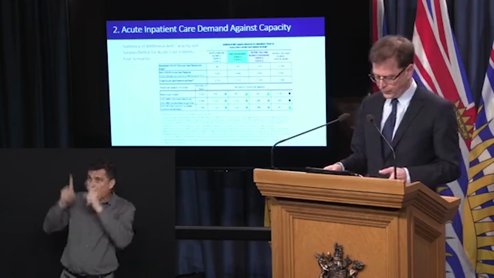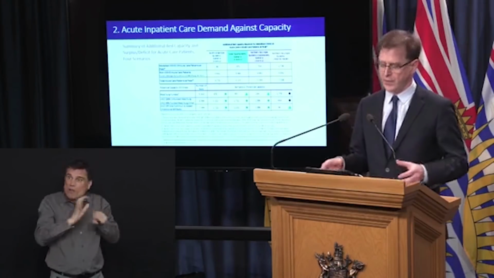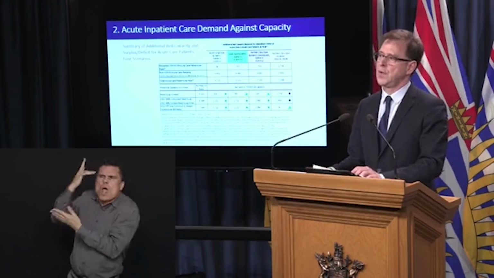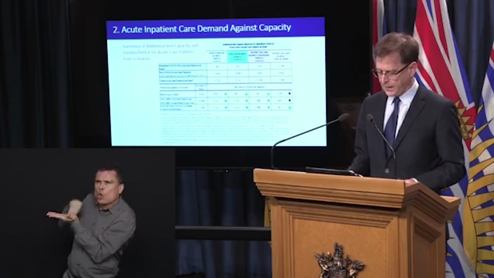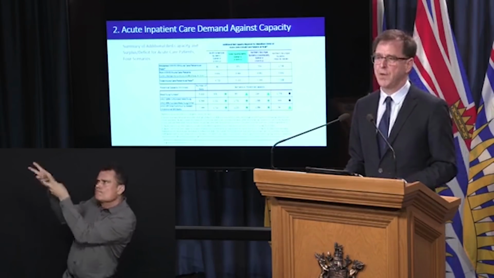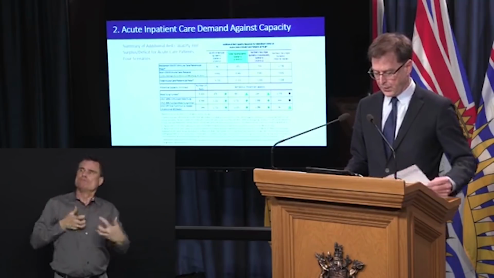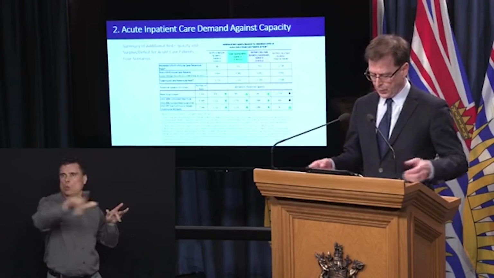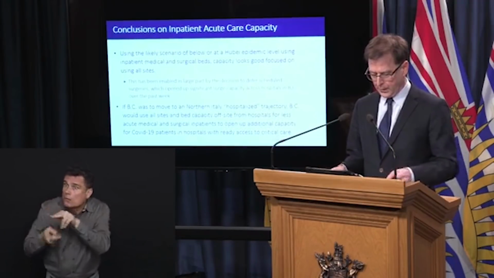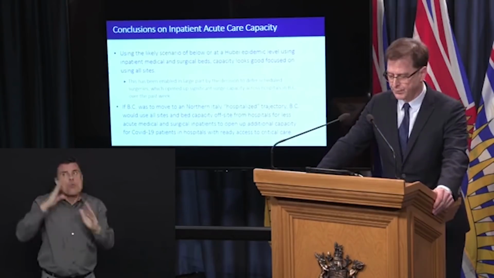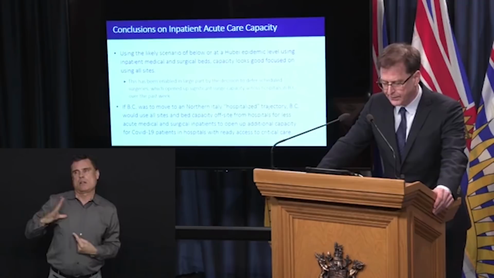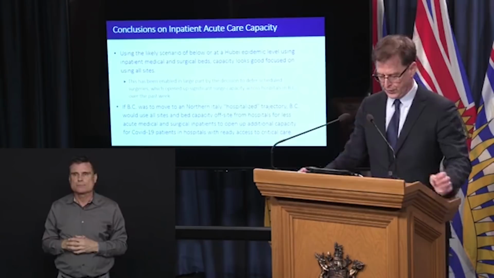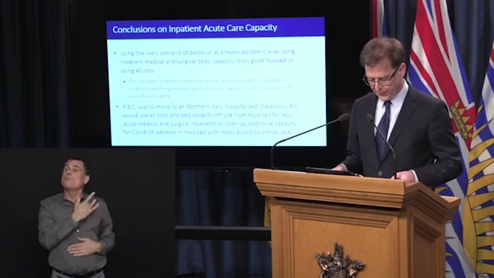And in that case, it's why we're preparing in each health authority significant new bed capacity. Not because we expect it to happen, but we have an obligation and a determination to be prepared for that to happen. So a few conclusions. Using the likely scenario of below or at a Hubei epidemic level, using inpatient medical and surgical beds, capacity looks good, focused on using all sites.